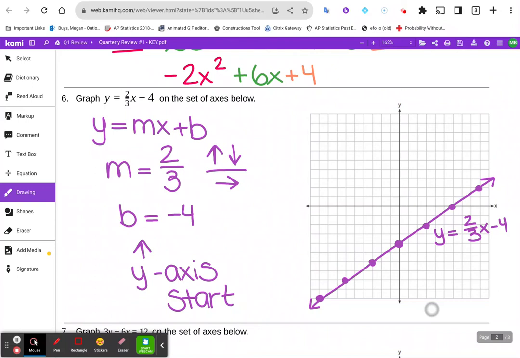As you look, you'll see at 0, the y value was negative 4. When x was 3, the y value was negative 2. When x was 6, the y value was 0. And in the opposite direction, even as negative 3 for x, you'll be down at negative 6. So you can just plot those points by counting as well.